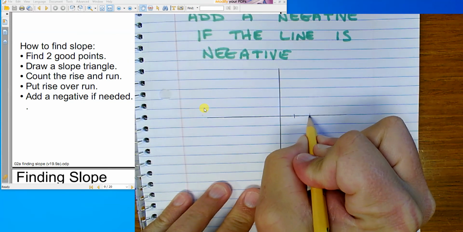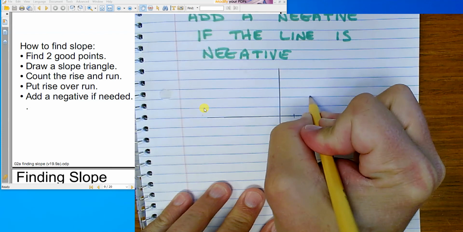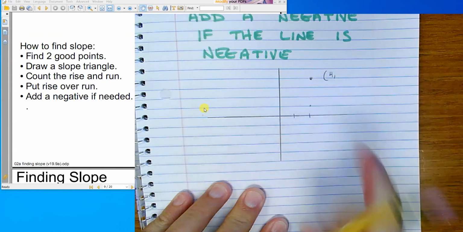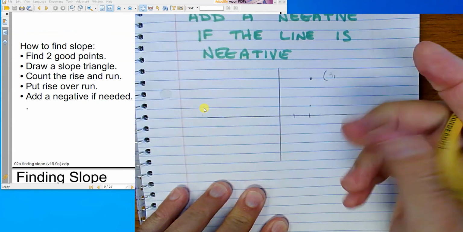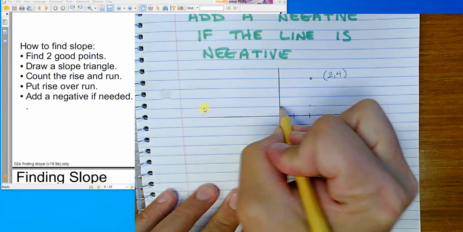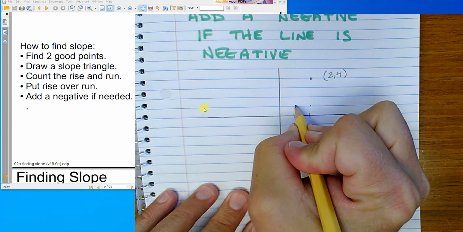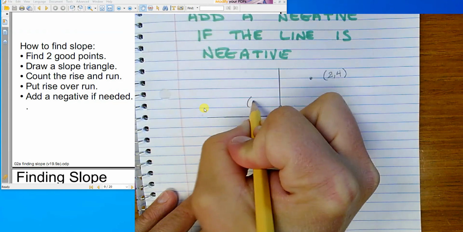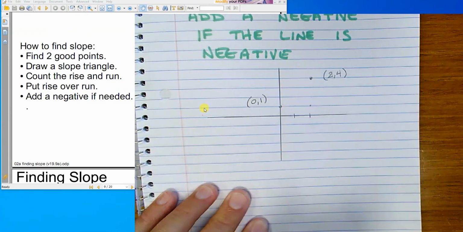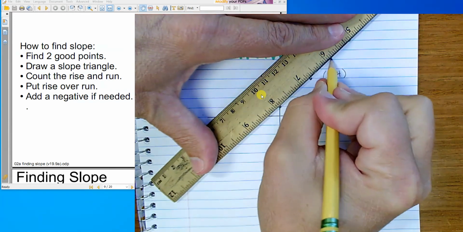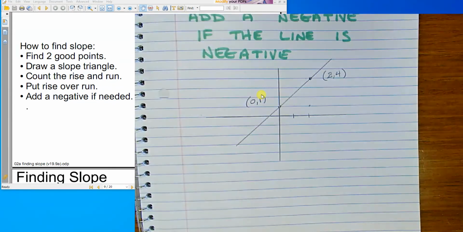I have a point right here at 4, 2. There's a point right there, and I have another point at 0, 1. And between those 2 points, I have a line. And I want to find the slope of this line.